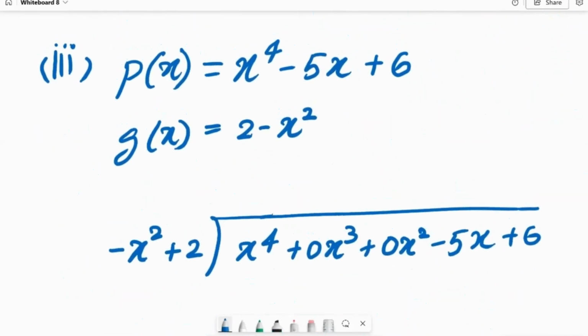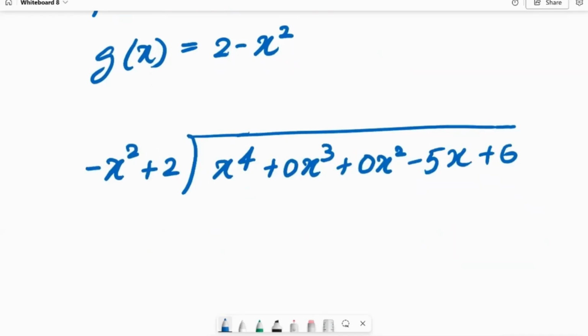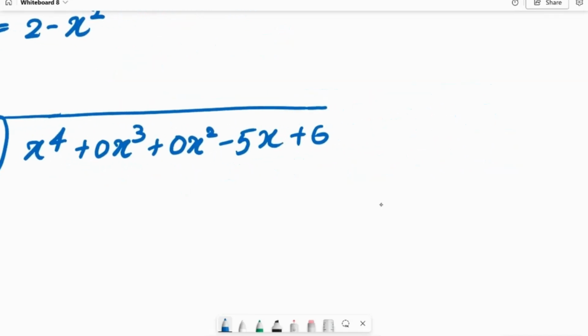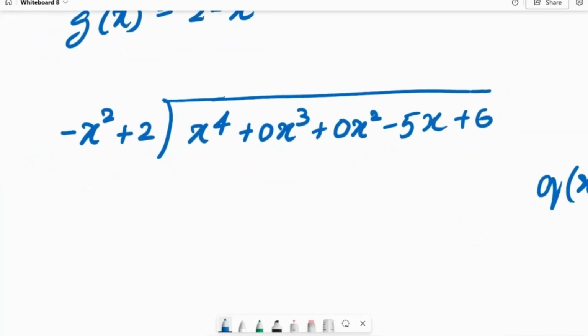P of x, we have x power 4 minus 5x plus 6, and g of x equal to 2 minus x square. So I replaced the x cube term and x square term with 0 since they are not present in the equation. Similarly, we write q of x here. So what do we get? We need to multiply something to minus x square to get x power 4. Firstly, we need to multiply minus to the x square, since to get positive. So if I multiply minus x square, I would get x power 4, right?